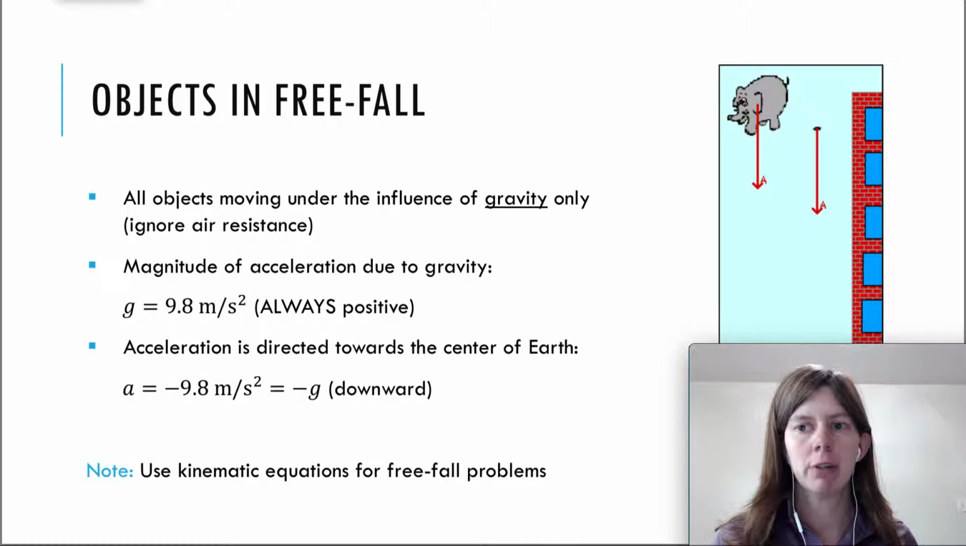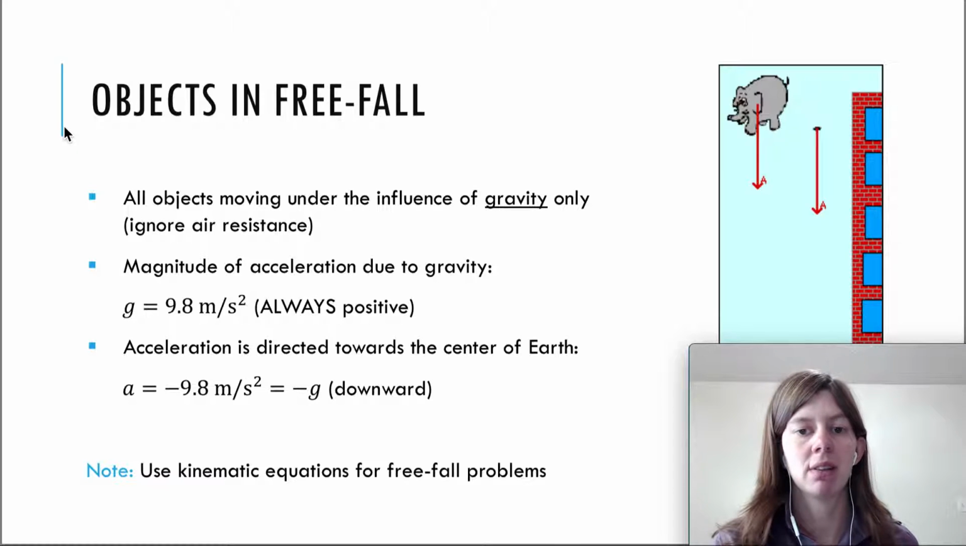So objects in free fall are any objects moving under the influence of gravity only. So we ignore air resistance, drag, any other forces. The only thing acting on the object is gravity. So if that's the case, then we know that the amount of acceleration on the object is the acceleration due to gravity from the Earth pulling it downward.